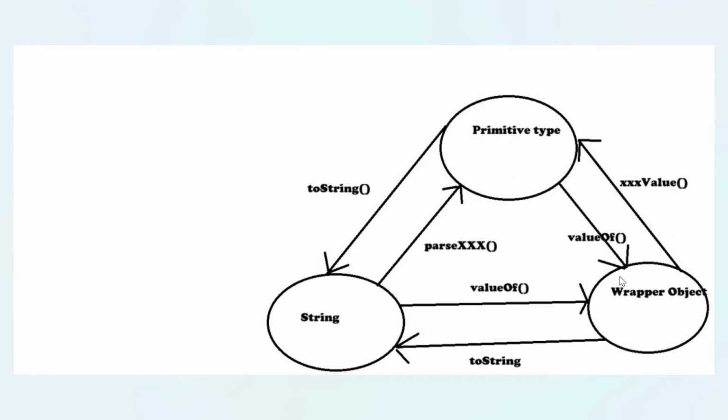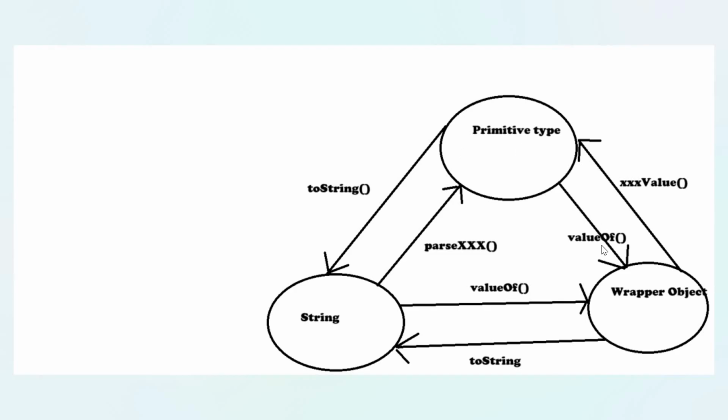So we have a method. Suppose I have one wrapper object. A wrapper object means it could be Integer, Float. We have to use xxxValue. Here xxx is nothing but the type, because it is a primitive. So if you want to convert into int, then we have to use intValue. Float, floatValue. Double, doubleValue. Now suppose if you want to convert primitive to wrapper, we have the valueOf method.